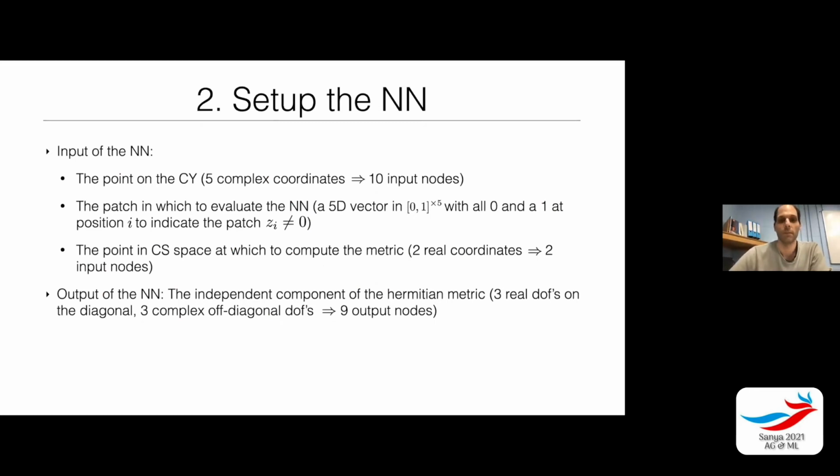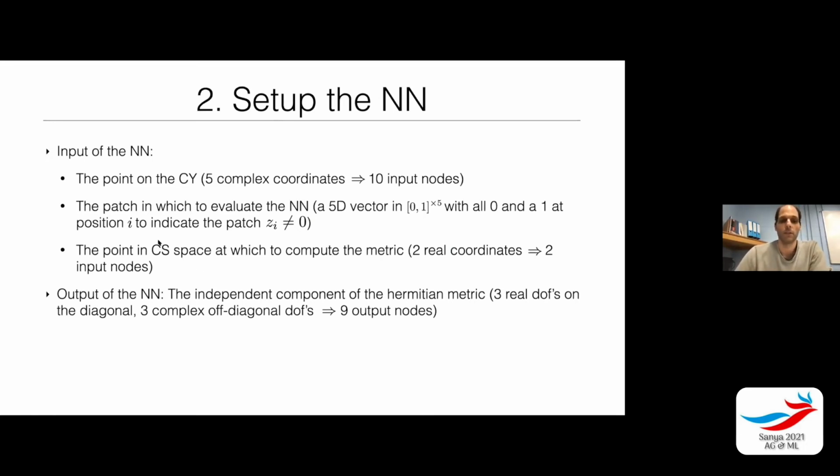Then we set up the neural network. As I said, we should think of it as a function from complex structure moduli space times a point on the Calabi-Yau into a 3x3 matrix, which is the metric. So we get 10 input nodes that give the point on the Calabi-Yau. Then we also input the patch in which we evaluate the neural network. In principle, this could be a single number from 0 to 4, so you can cover P4 with 5 patches where the ith homogeneous coordinate is non-zero. But we use this as a one-hot encoding: a 5-dimensional vector of zeros and ones, where if you are in the ith patch, you have a 1 in the ith entry and 0 everywhere else.